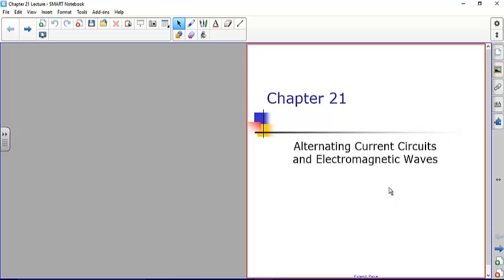Also, if you take an alternating current and create an alternating voltage in a conductor, you can create electromagnetic waves, which have applicability for radio, microwave, light, all kinds of situations.